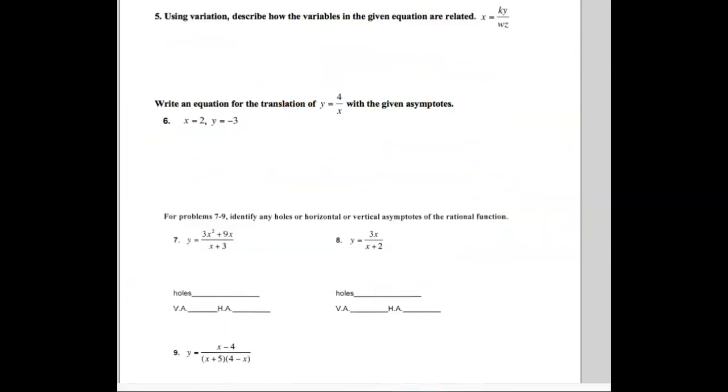All right, question 5. Using variation, describe how the variables in the given equation are related. Remember, we never talk about k because it is the constant of variation, so we don't have to describe it. We are simply describing the variable parts. And k is a constant, so it does not have to be referenced. Our equation says x equals, so we start out x varies. That takes care of the x, the equal sign, and the k value. So it varies, since the y is in the numerator, it varies directly with y.